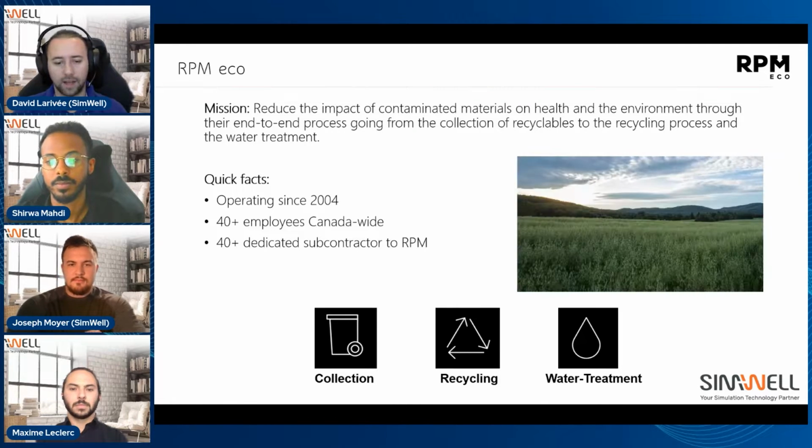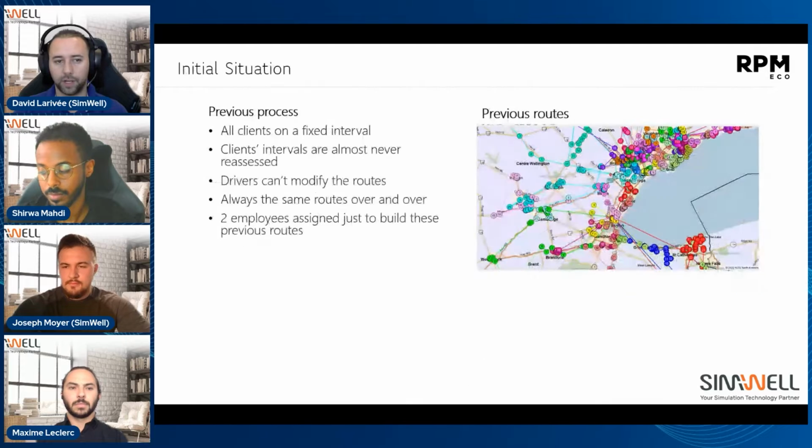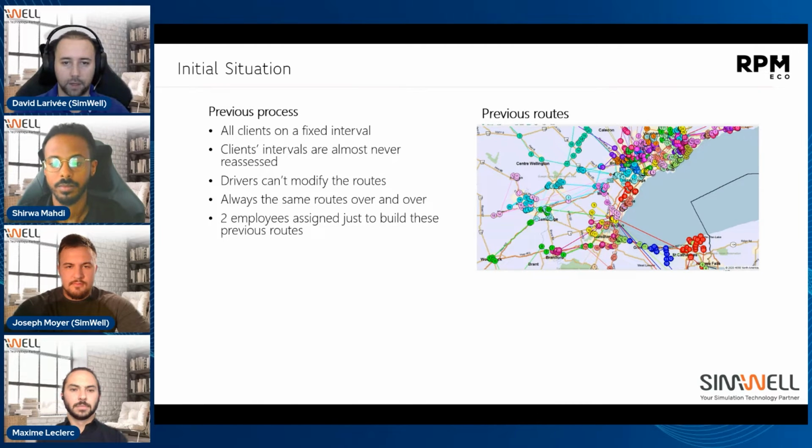Now let's take a look at how RPM was working. RPM had thousands of customers across Canada, and they had some kind of generation of product. So they had some weight every week, and the drivers would go to those customers and grab all those recyclables and bring them back to the collection center.